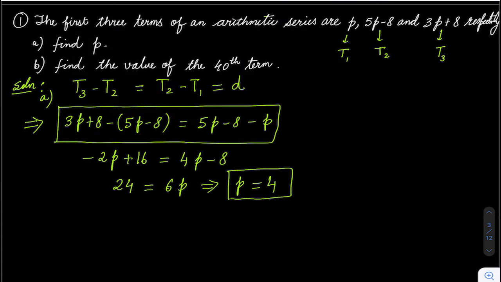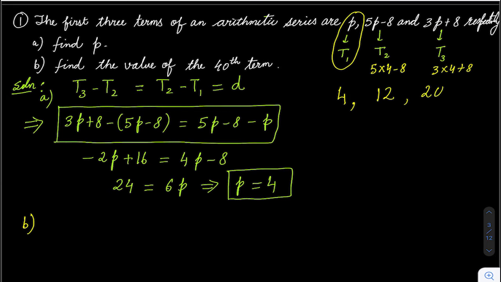So how we will find the 40th term is, first we will find A and D. Now A, that is my first term, is nothing but P. So it means my first term is nothing but 4. What is my second term? If P is 4, I will get 5 times 4 minus 8, that is 12. So my second term is 12. What is my third term? 3 times 4 plus 8, that is 20. 20 is my third term, and so on.